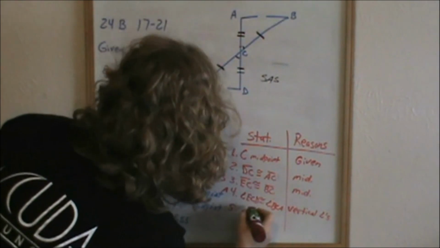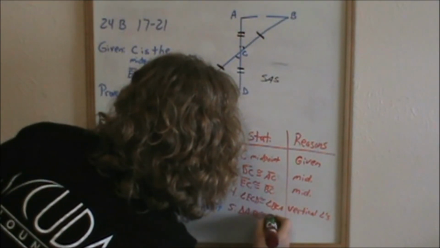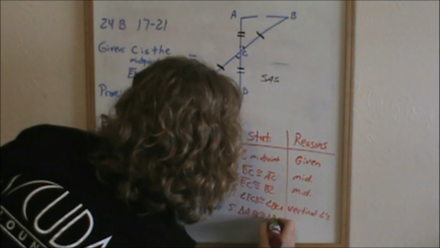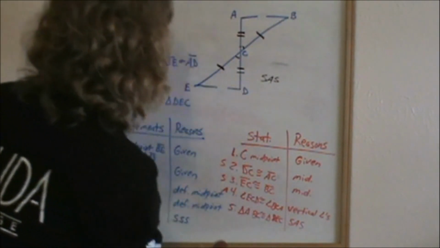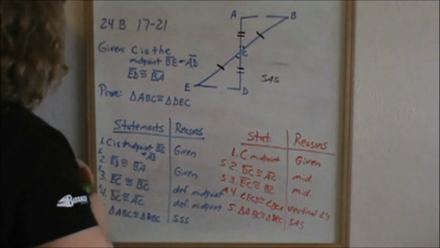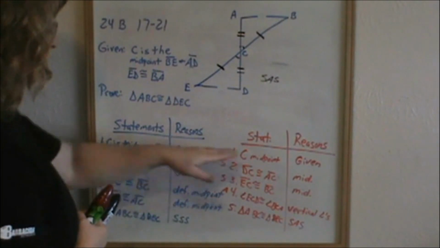Now you can show that the two triangles are congruent. Triangle ABC is congruent to triangle DEC because of side, angle, side. So this just goes to show that sometimes problems can be proved congruent in two different ways.